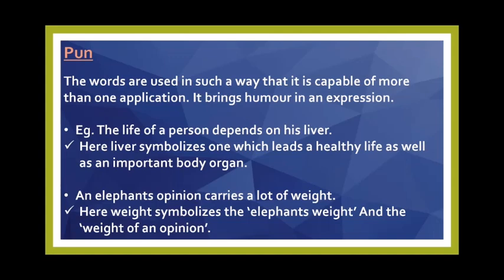examples. The life of a person depends on his liver. So here liver symbolizes one which leads a healthy life as well as an important body part. So in this sentence there are two meanings, one is a liver, that is an organ, and another thing is a person who protects and lives a healthy life. So that is why it is a pun.